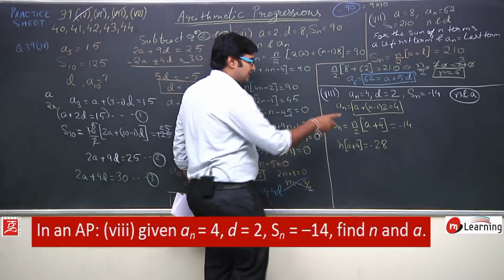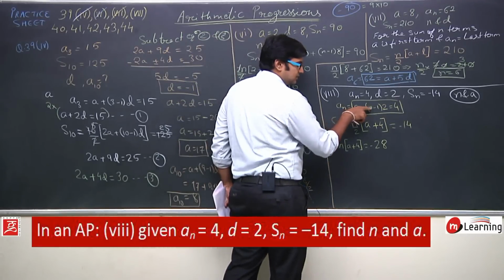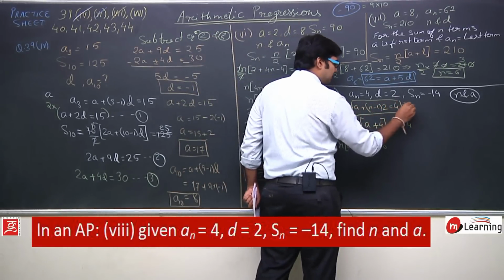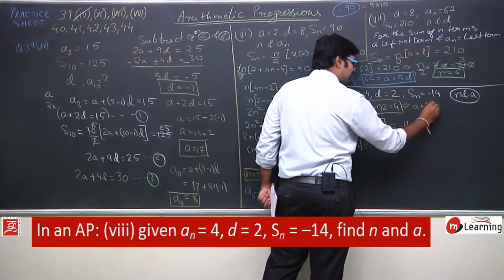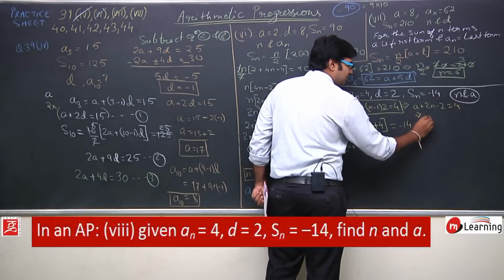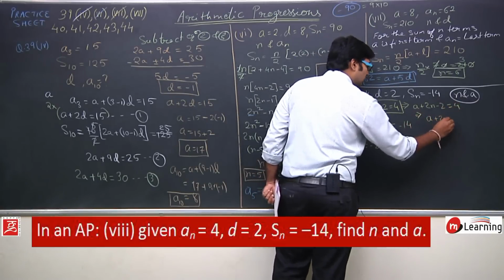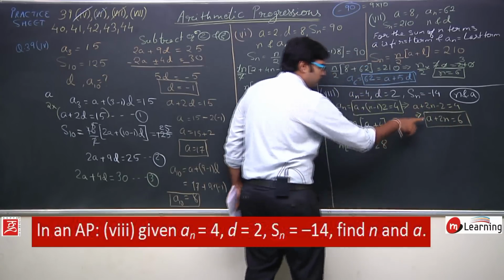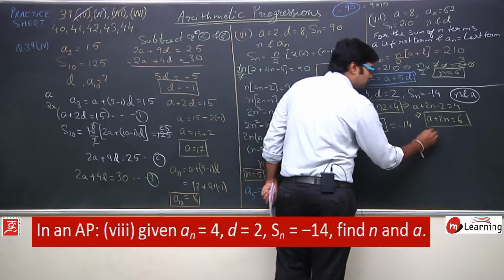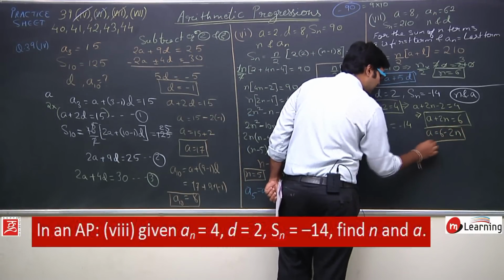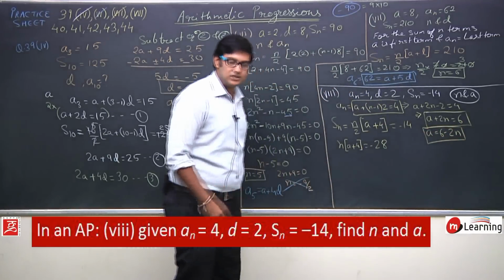Now from this I have a plus n minus 1 into 2 is equal to 4, or if I simplify this, it will become a plus 2n minus 2 is equal to 4, which implies a plus 2n is equal to 6. Now from this I can take the value of a as 6 minus 2n. So the value of a is 6 minus 2n.